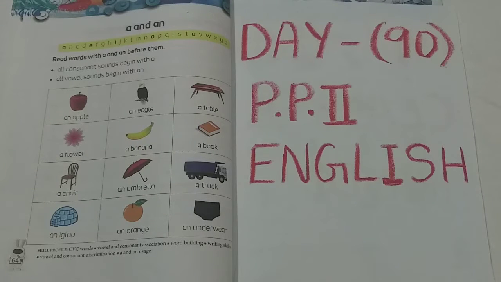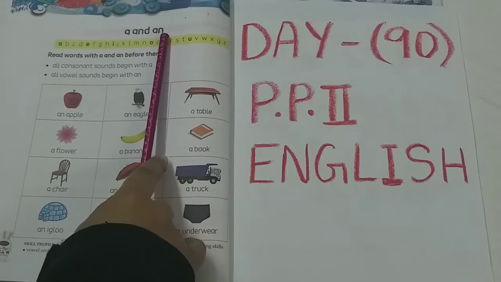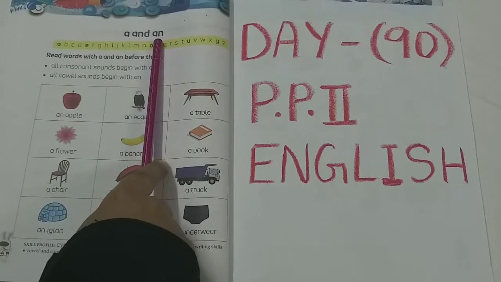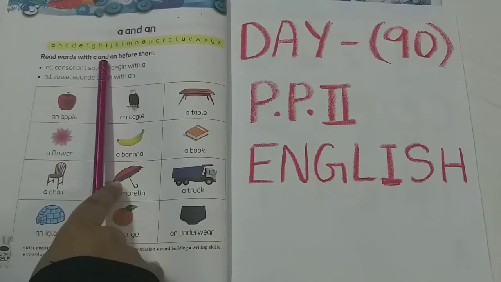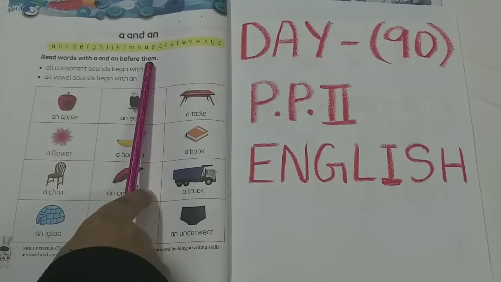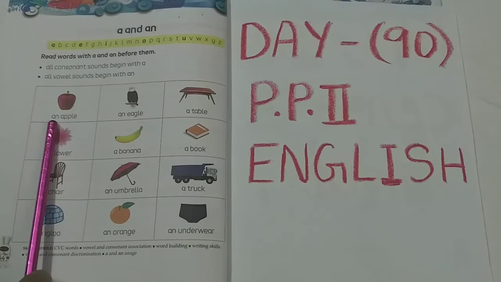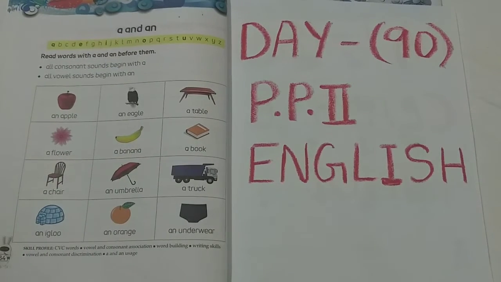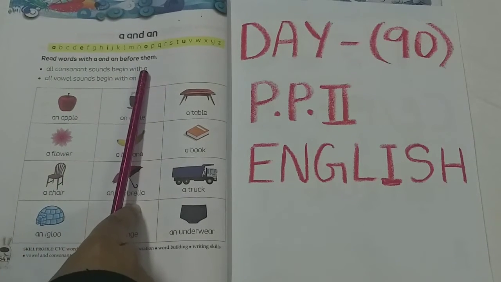Hope everyone is fine. So children, in this video we are going to recap when we have to use a and when we have to use an. Let's see children. Read words with a and an before them. So you can see here some words are written, when we have to use a and when we have to use an. Let's see. Okay children, all consonant sounds begin with a.